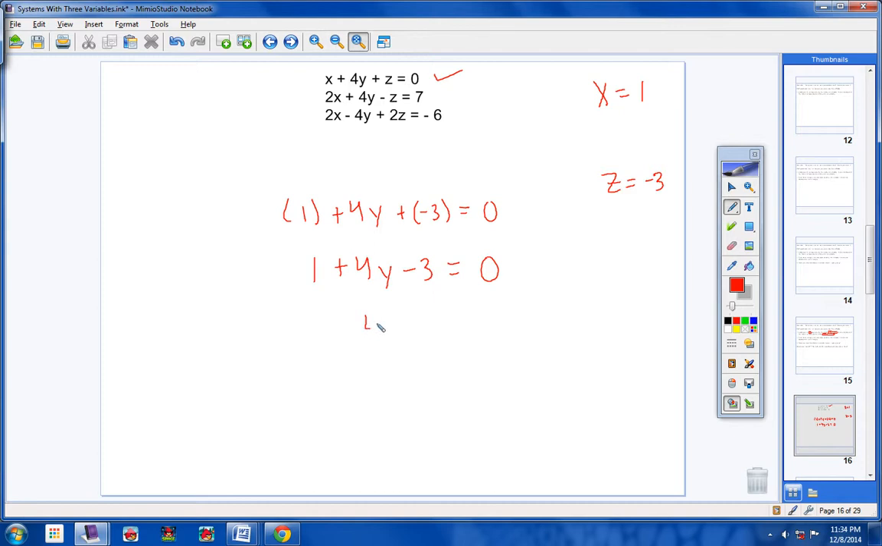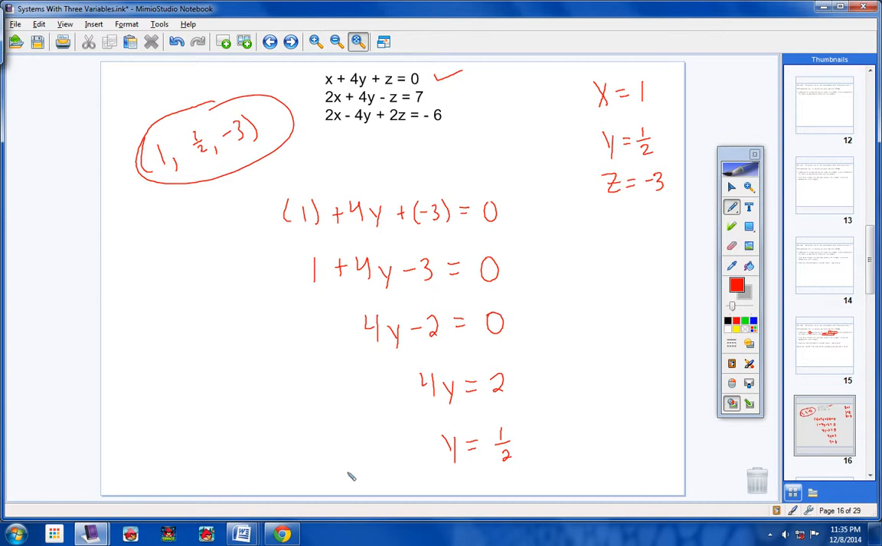So I have 1 plus 4y, plus negative 3 equals 0. Combine your like terms. 4y, negative 2 equals 0. Bring your 2 over and make it positive. Divide by 4. 1/2. So there's your y. So you'd write your answer like this: 1 comma 1/2 comma negative 3. Okay? There we go, not too difficult.